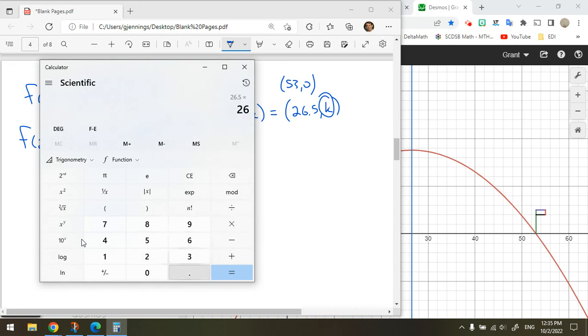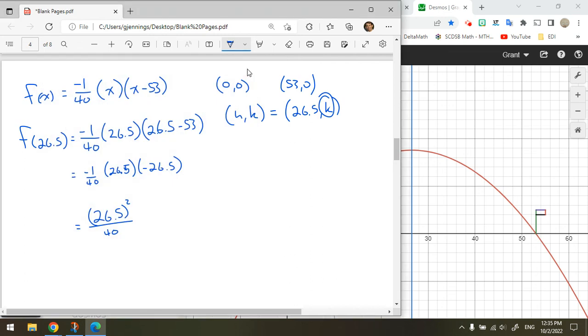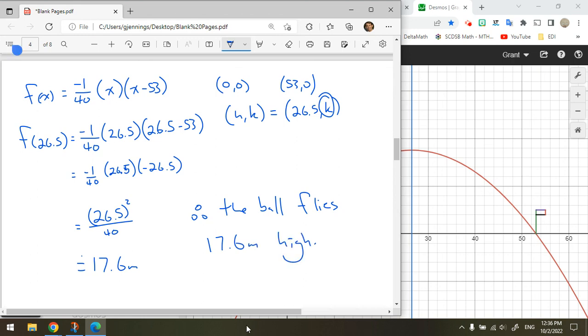26.5 times 26.5 equals divided by 40 equals 17.55625. Okay, how accurate do we need it? I'd say 17.6 is plenty accurate. So it is approximately equal to 17.6 meters. Therefore, the ball flies 17.6 meters high. Done. So that's how you would do this type of problem.